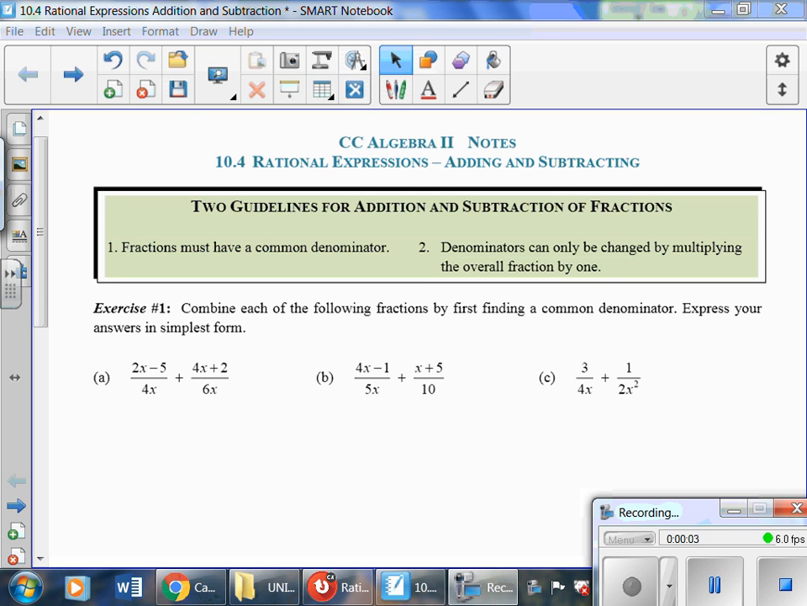Hey, welcome back to Common Core Algebra II. Today's lesson 10.4 is adding and subtracting of rational expressions. So, two guidelines for addition and subtraction of fractions.